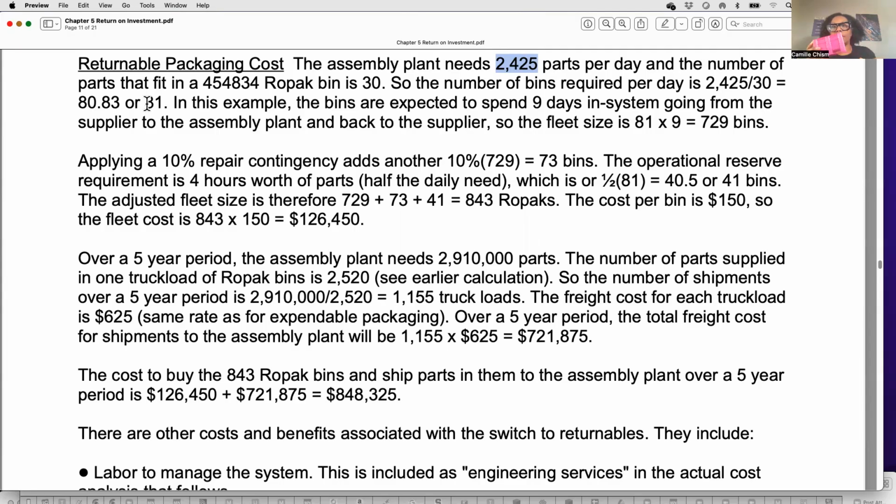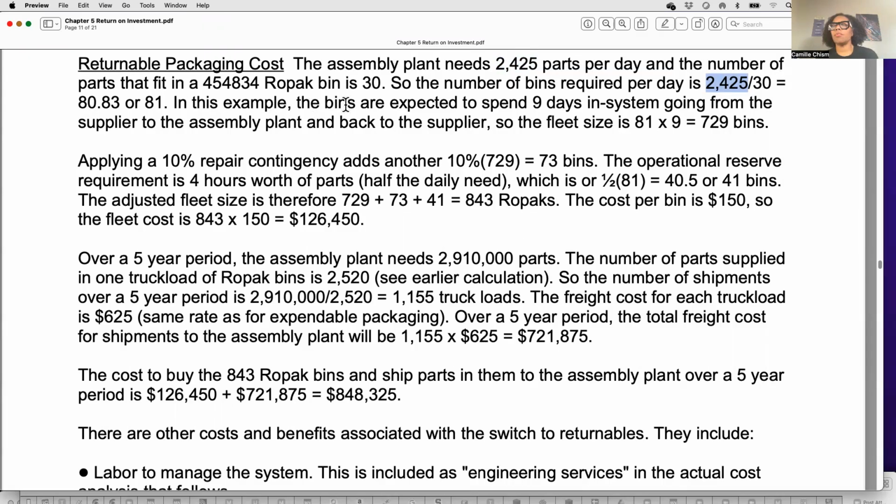Every single bin is going to have 30 parts in it. So you're not going to get 80 bins with 30 parts and then the last bin is going to be a partial bin. We know that's not going to happen. So we know it's going to be full, it's going to be rounded up. So you can go to 81. So again, you're going to take the number of parts per day, the 2425, divide that by 30 parts per bin to get the number of bins in there.